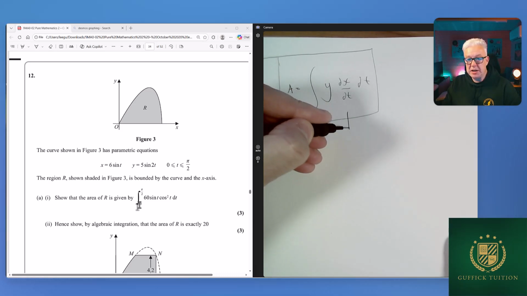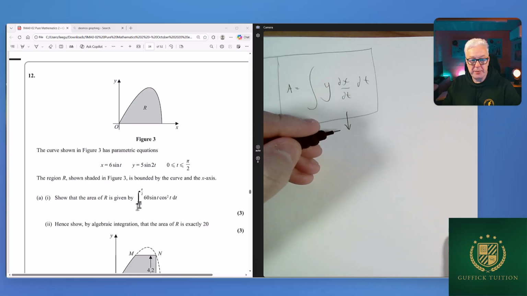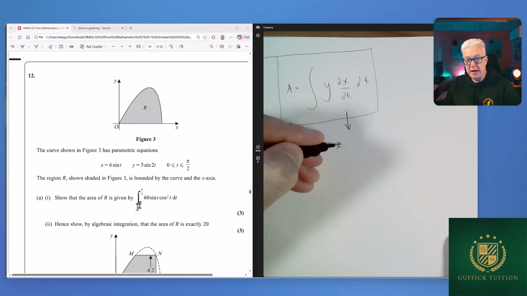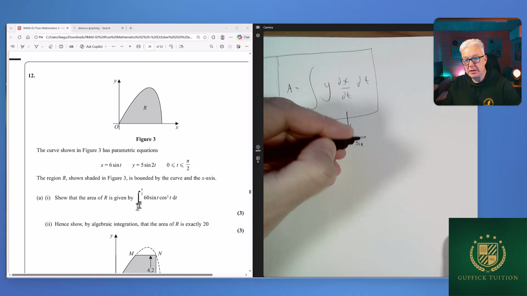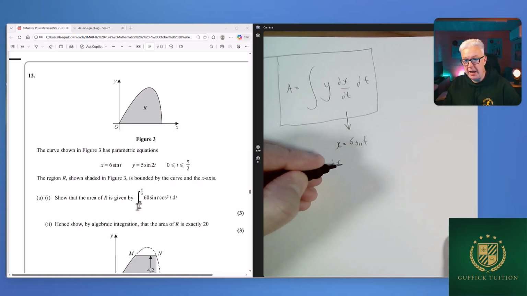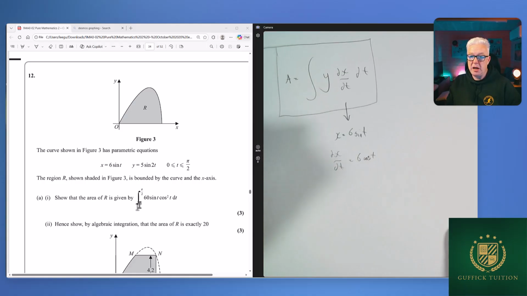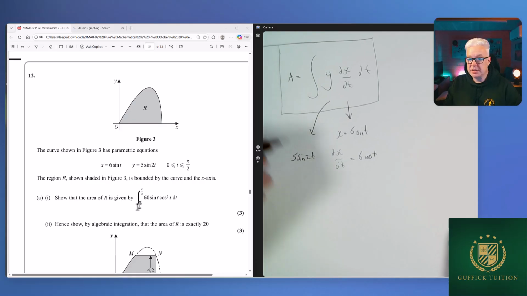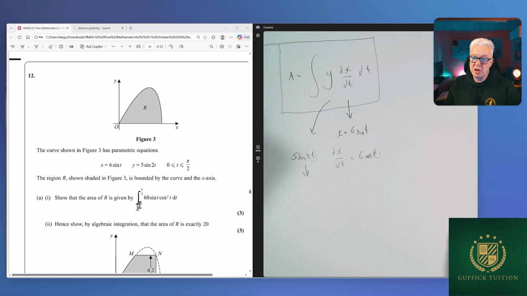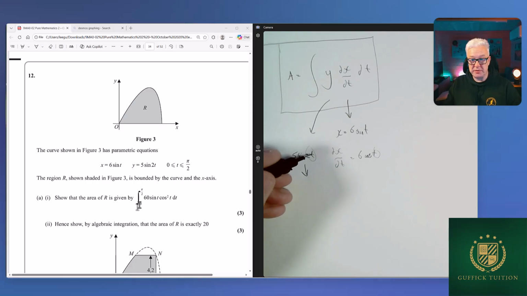So what we're going to need is to know what is dx by dt. Okay, so x is equal to 6 sine t. So therefore dx by dt is going to equal 6 cos t. Okay, and then what's our y? Y is equal to 5 sine 2t. Now, you can't integrate something when you've basically got sine 2t and you've got t. So we need to use an identity to change sine 2t so it's expressed just in terms of t.